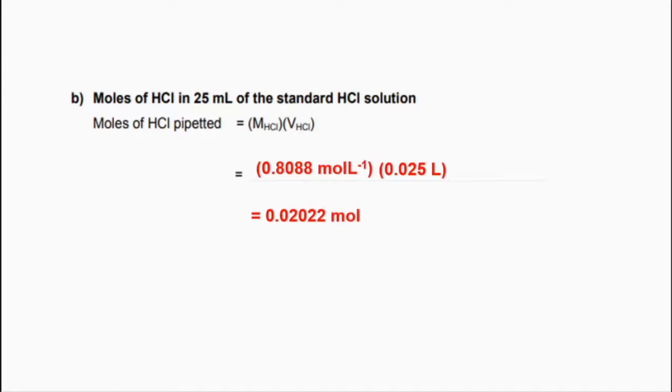Okay, in part B also, you were using the same hydrochloric acid solution and also 25 milliliters. You have pipetted 25 milliliters of that same hydrochloric acid solution, and you were using them also in part B. So that's why the moles of HCl in this part B actually was the same as in part A, 0.02022 moles.